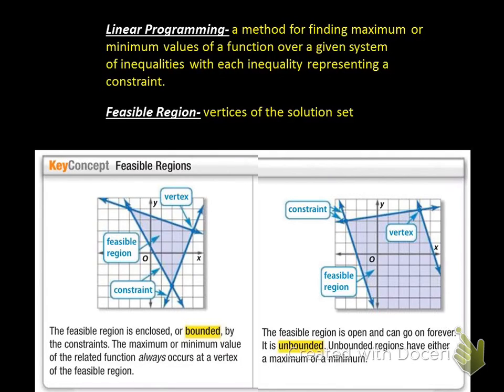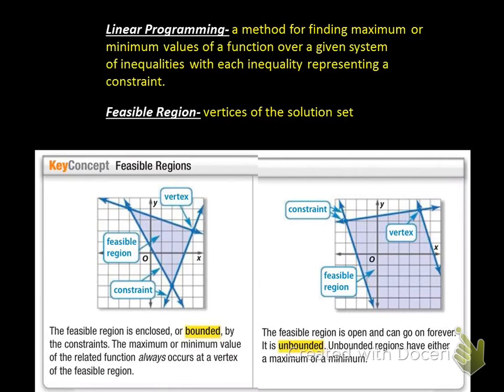All right? Your other definition is a feasible region. What a feasible region is, it is the vertices of the solution set. Okay? Now, if you look at these 2 graphs down here, if you look on your notes, they'll say the feasible region. That's just fancy talk for the overlap. Okay, that's all it is. It's just the overlap of the system of inequalities that you graph. And then your vertices are your most important points today. Okay, the vertices where they intersect.